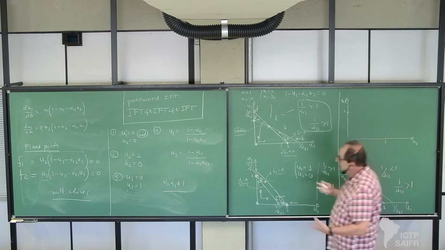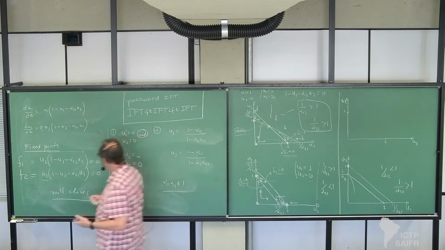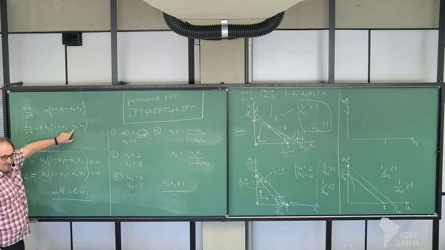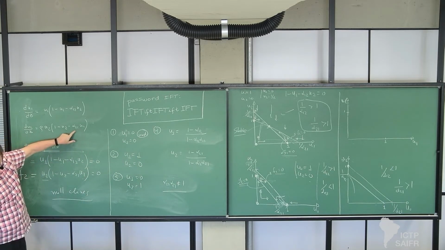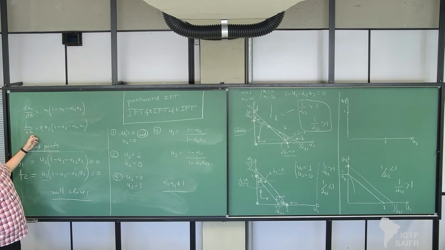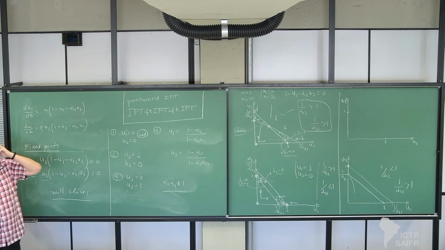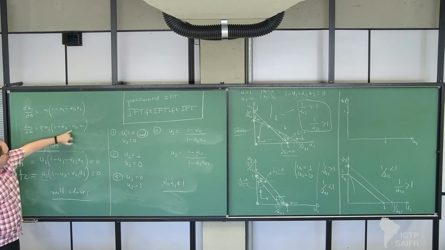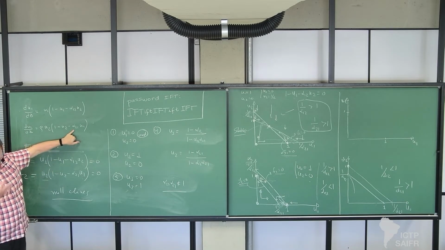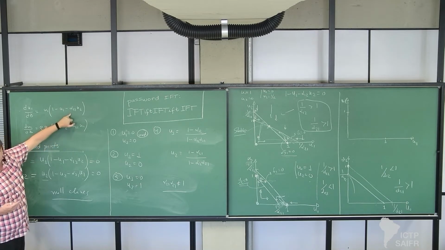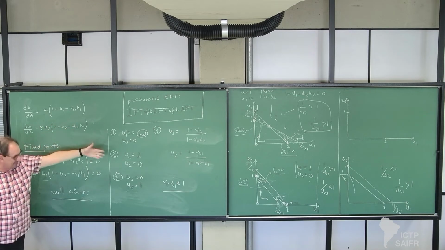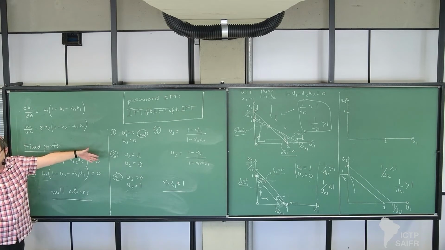And it's also natural to think about this. If the influence of 1 on 2 is very strong, and the influence of 2 on 1 is weak, then this one is somehow much more important than this one. And this is what these fractions say.